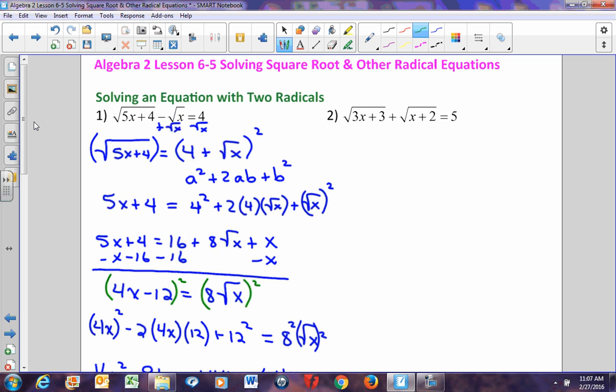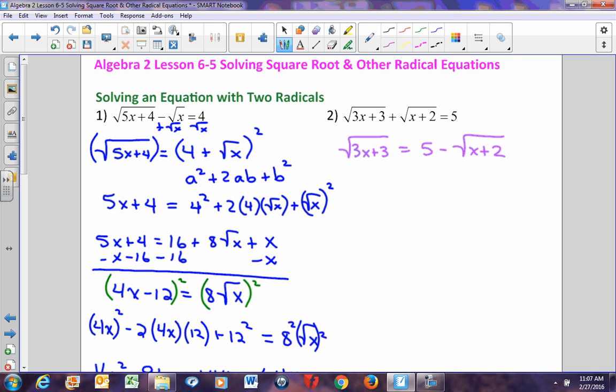All right, the square root of 3x plus 3 plus the square root of x plus 2 equals 5. Okay, this one is actually even slightly harder than the last one. Okay, I'm going to move the square root of x plus 2 to the right-hand side. So the square root of 3x plus 3 will equal 5 minus the square root of x plus 2.